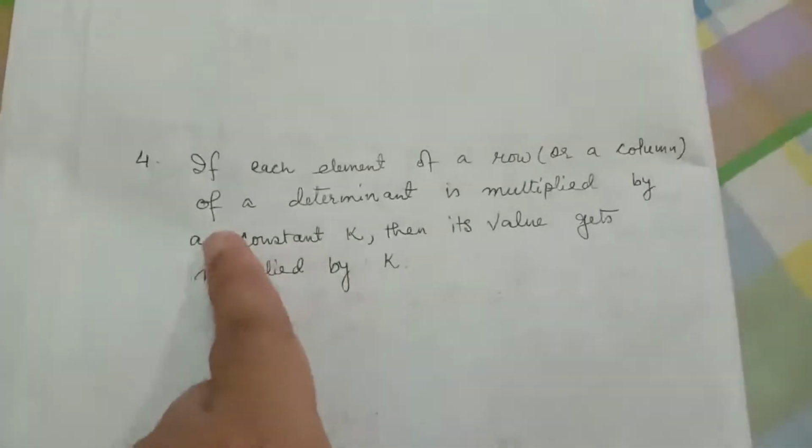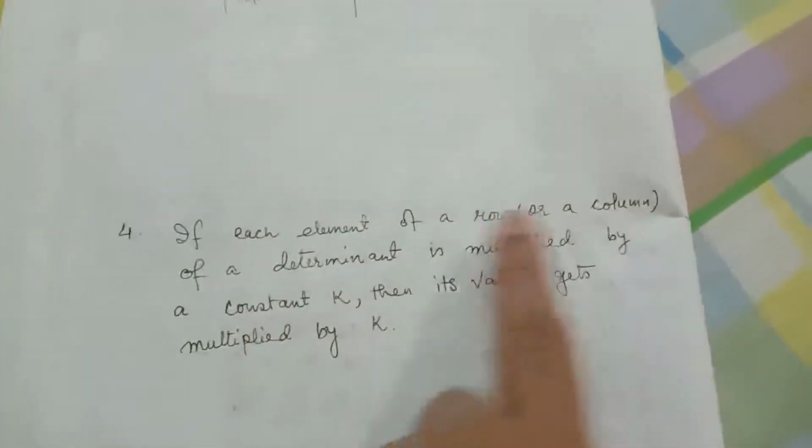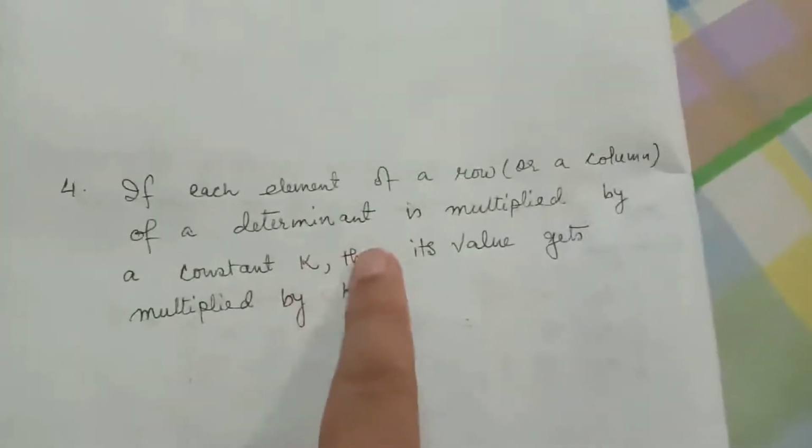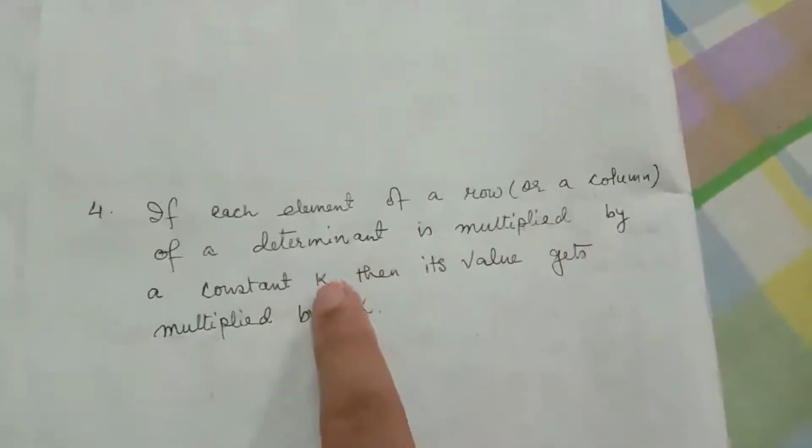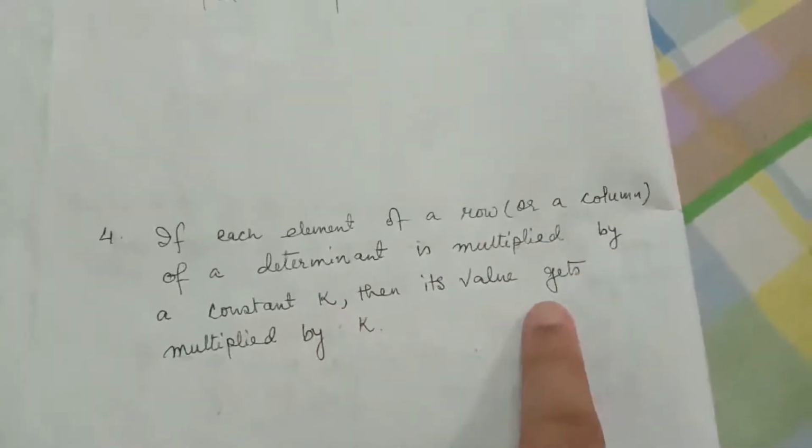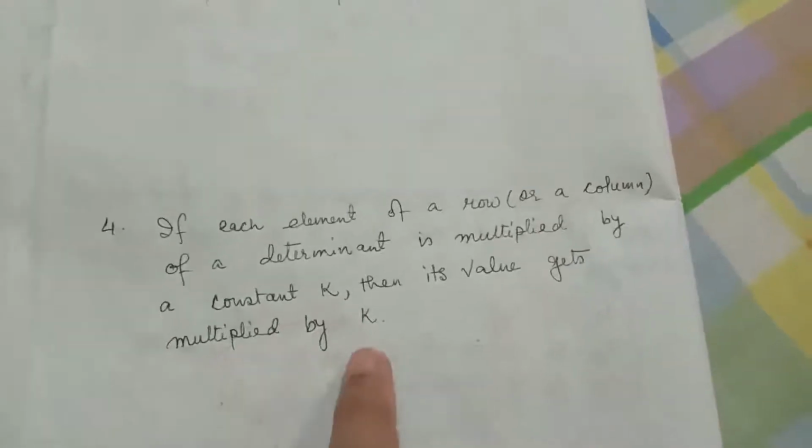Next, property 4. If each element of a row or column of a determinant is multiplied by a constant k, then its value gets multiplied by k.